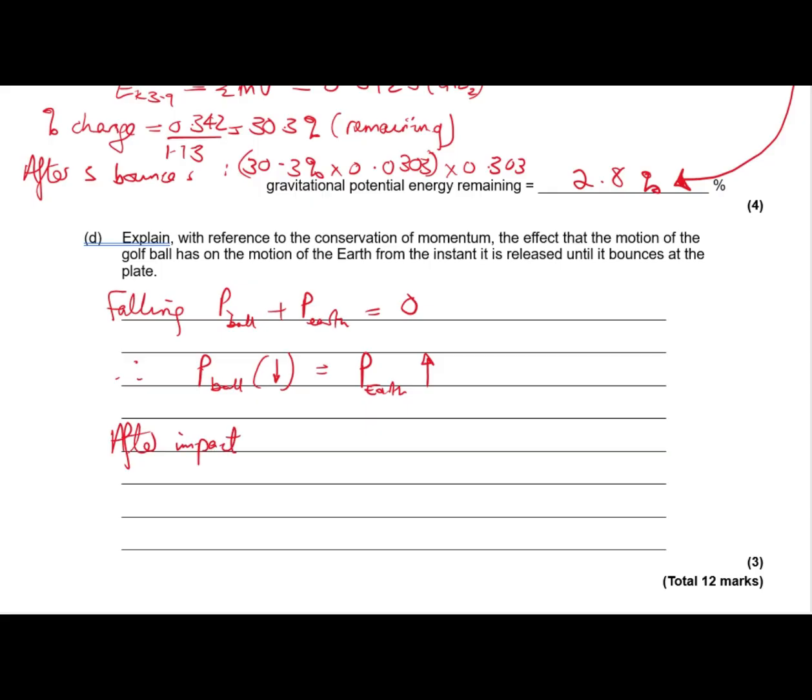And then after the impact, what do we know? The ball is now going upwards. The momentum of the ball is now upwards, so therefore the momentum of the earth has to be downwards. Okay, so that is a nice question of momentum.